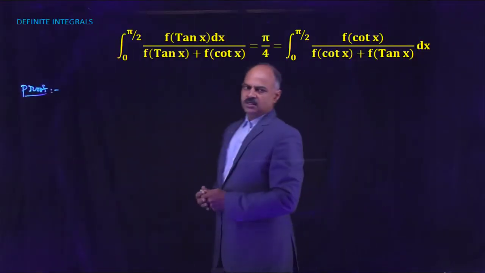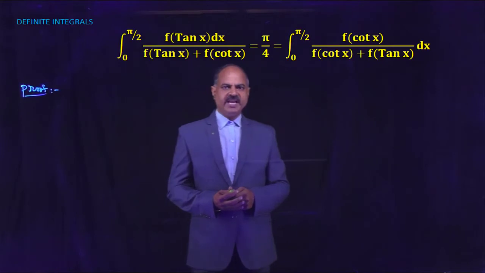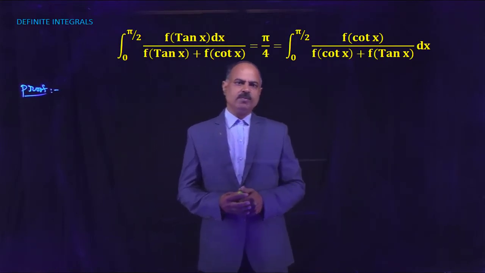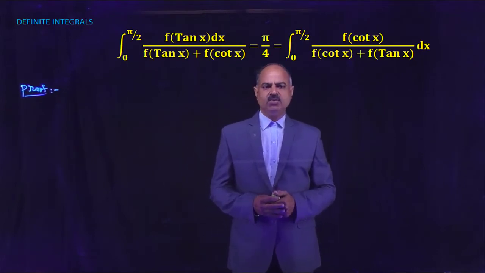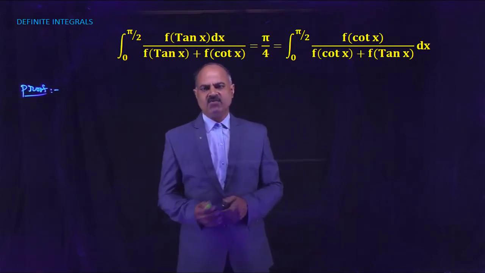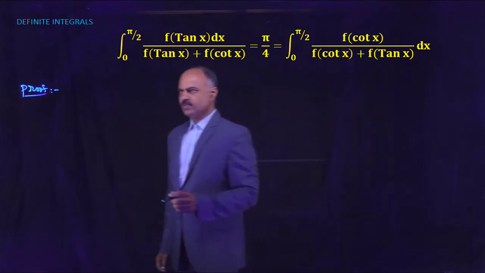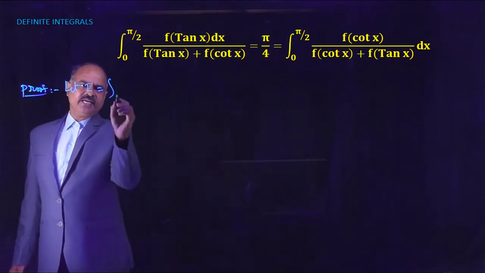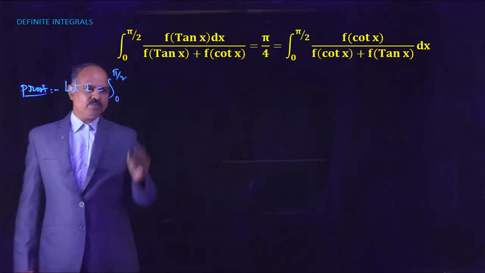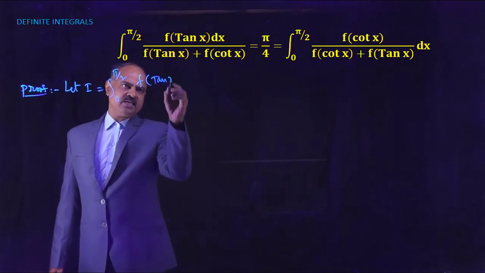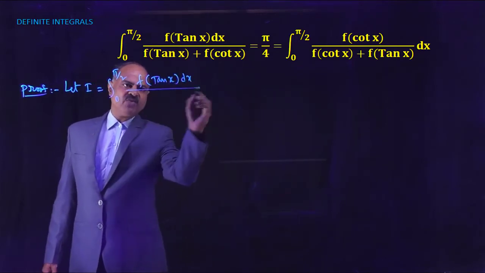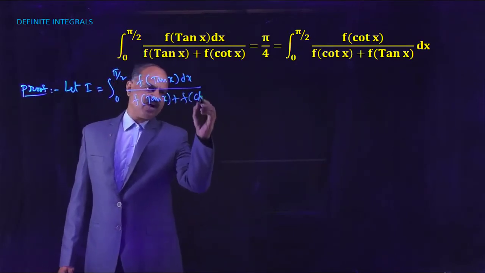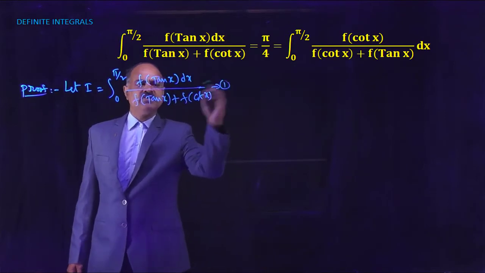Next formula: integral 0 to pi by 2 f of tan x dx by f of tan x plus f of cot x is equal to pi by 4, that is equal to integral 0 to pi by 2 f of cot x by f of cot x plus f of tan x dx. So here let I equal integral 0 to pi by 2 f of tan x dx by f of tan x plus f of cot x. This is equation number 1.